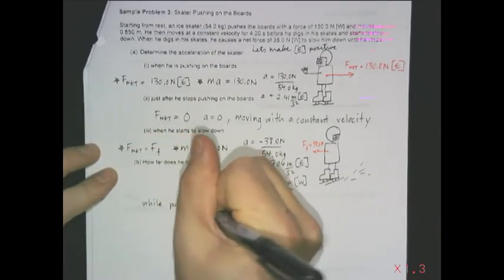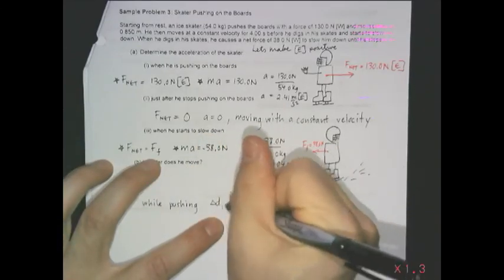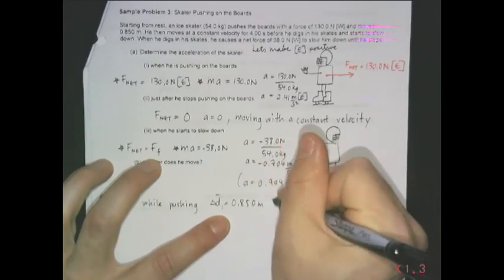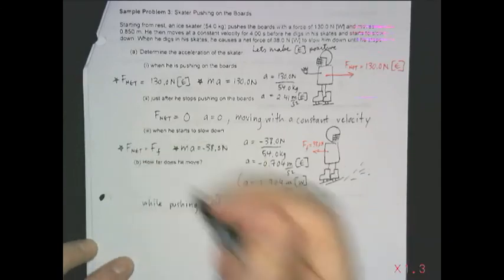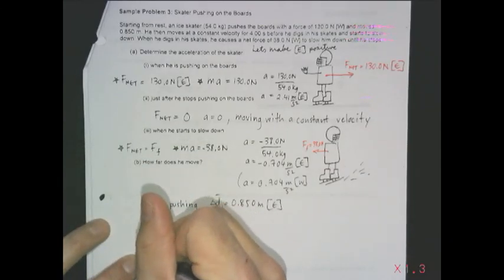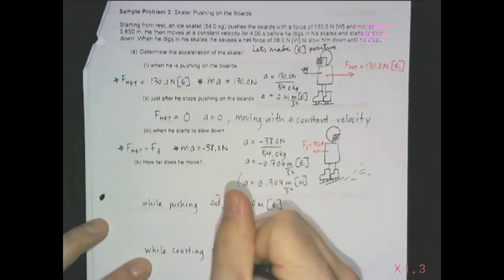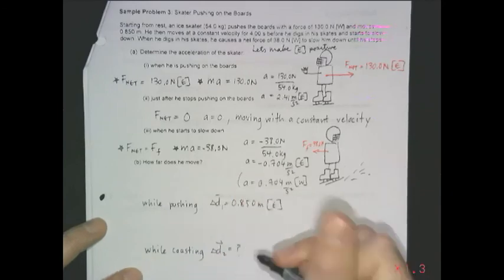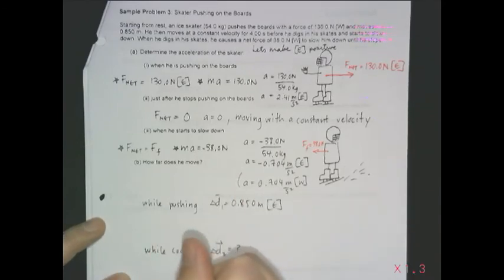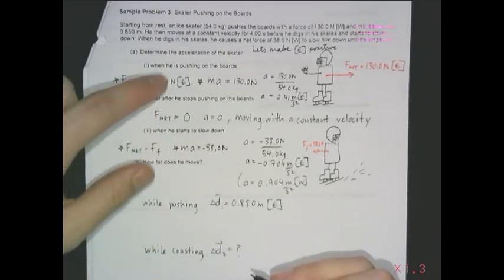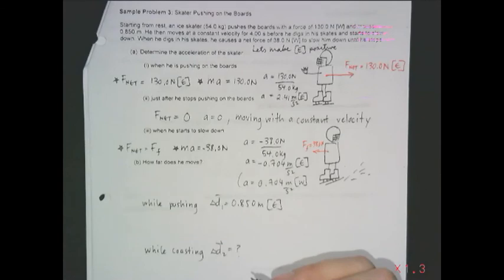against the boards, the question tells us that the individual had a displacement of 0.850 meters east. So we need to calculate the distance traveled while he's coasting along the ice after he's pushed, and while he was stopping by digging his skates into the ice. So we're going to use kinematics and the acceleration from each of these stages to determine the distance traveled for this lesson.